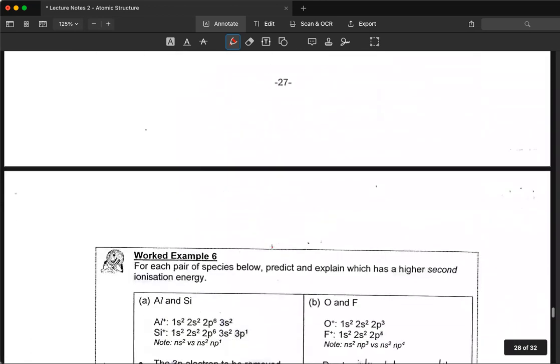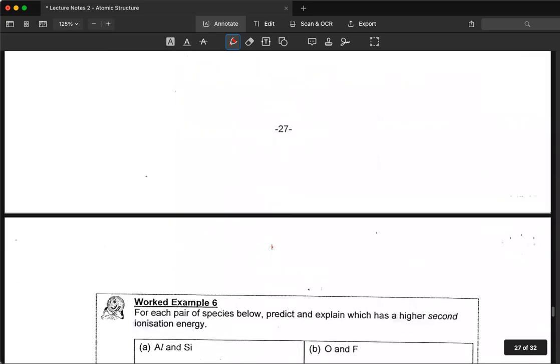And you can pause the video to do this. Predict and explain which one has a higher second IE: aluminium, silicon, and oxygen, fluorine. You can pause the video and attempt the question before checking the answer.